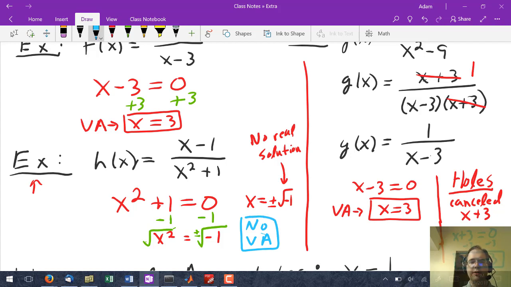So these are the situations we might run into. We might have a single vertical asymptote. You may have to cancel, reduce, set the denominator to 0, and find the vertical asymptote, or you might find that you can't solve it and there's no vertical asymptote to solve for.